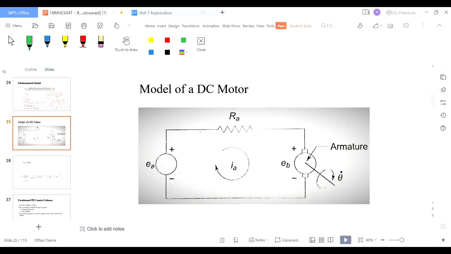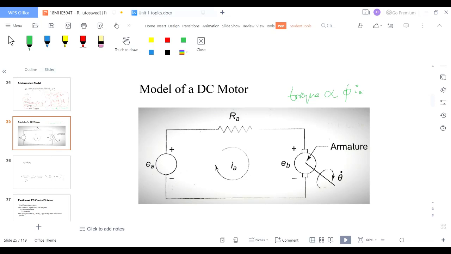Now we are going to model a DC motor. When we model a DC motor, we should understand the nature of a DC motor itself, where the torque is directly proportional to phi, that is the field, and armature current.